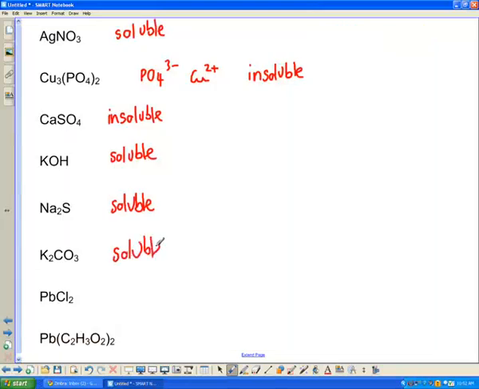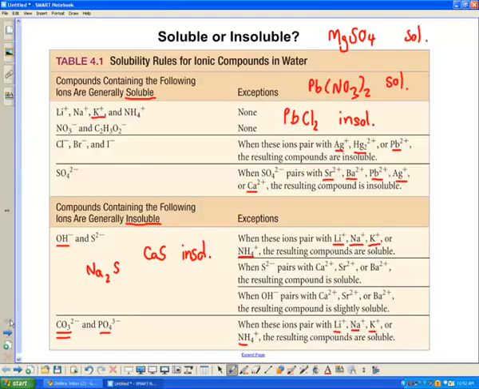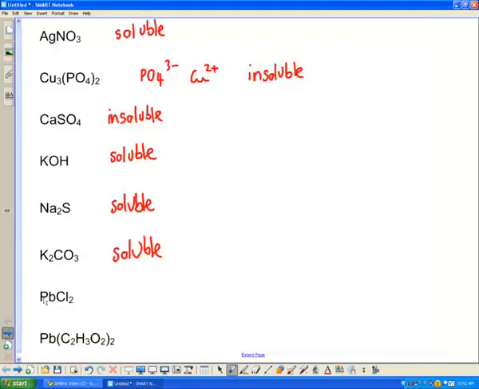Alright. Now PbCl2 we just did, but we'll just go over it again. Pb is not listed anywhere. Chloride is here. All chlorides are soluble apart from those bound with silver 1, mercury 1, or lead 2. And we'd mentioned that before. Because of that, because the PbCl2 is an exception to the soluble rule, it means it's insoluble.